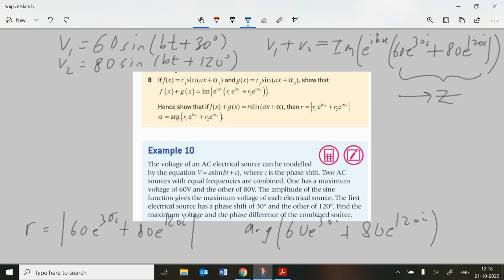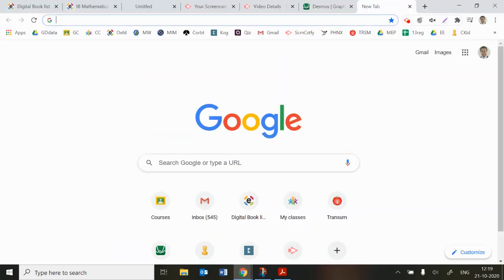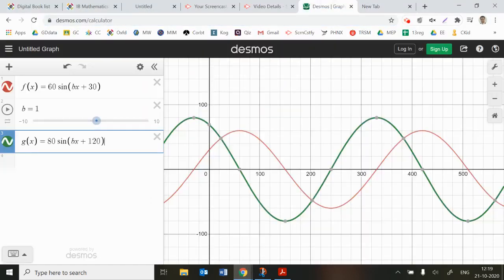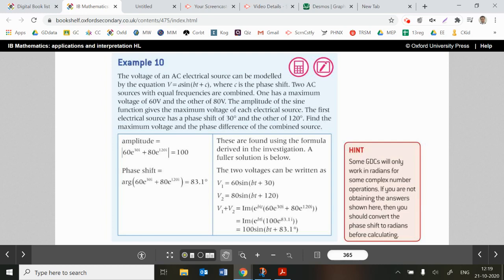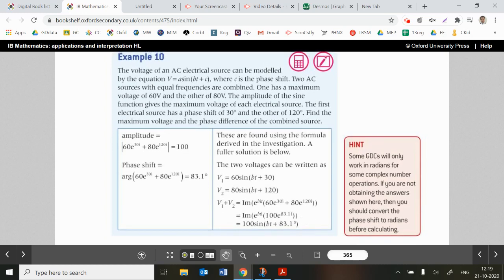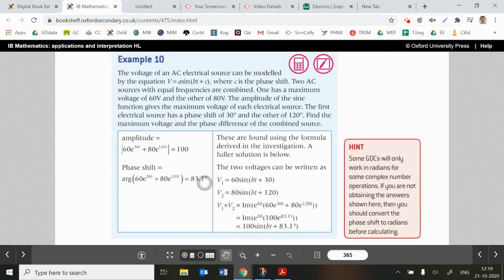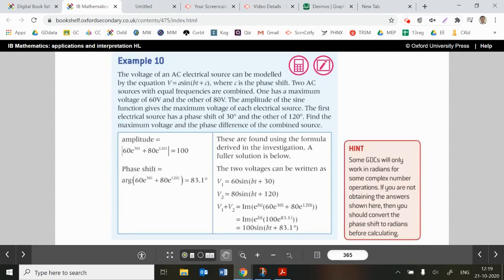So the phase difference of the combined source, that is to say from the original sine function, not the phase difference between these two functions, the difference between those two numbers. So the phase difference of the combined function to the sine function is just the phase shift. That's what they want. By the way, in a second, I'm going to show you this on the graph. If we look at this in the book, they're coming up with the phase shift as simply the argument there. They're not doing a difference, they're just working on the phase shift. So that's pretty straightforward.